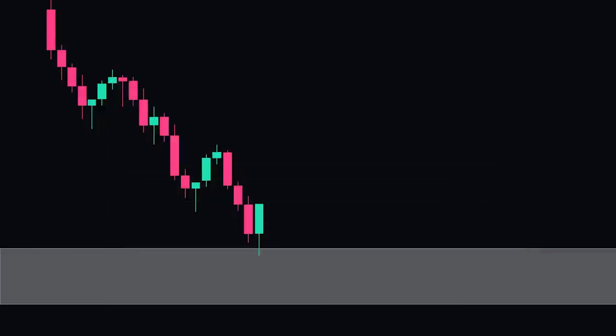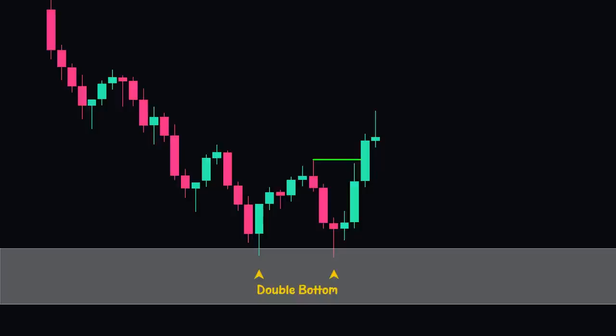Now, in this example, we have a double bottom pattern forming at a higher time frame demand zone, which signals a potential buying opportunity. However, at this point, we are already too late to enter the trade. No matter where we place our buy order right now, the stop loss would still need to be positioned below the swing low to protect the trade from normal market fluctuations. This would result in a very large stop loss and a poor risk-to-reward ratio.